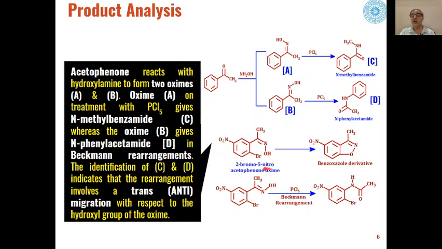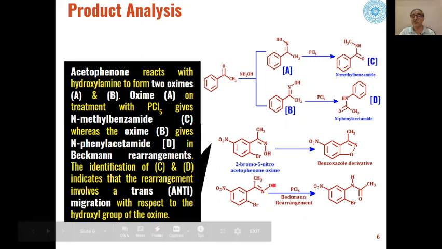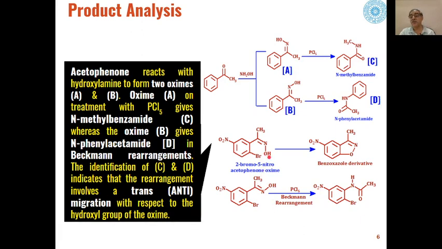So if we have 2-bromo-5-nitroacetophenone oxime, where the hydroxyl group is anti to this methyl, whereas in this case the hydroxyl group is anti to this aromatic group. So when the reaction under Beckmann rearrangement conditions was done with this, then a cyclized product was formed instead of the Beckmann rearrangement.